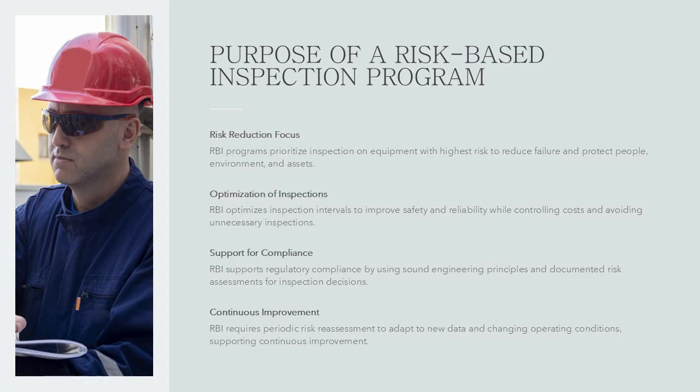The purpose of a risk-based inspection, RBI, program, as outlined in API Recommended Practice 580, is to provide a rational and defensible basis for managing inspection activities in a way that reduces risk to acceptable levels. The program aims to protect personnel, the environment, and assets by identifying and understanding the key risk drivers associated with equipment failure. A fundamental objective of RBI is to optimize inspection efforts by focusing on equipment with the highest risk, rather than applying uniform inspection intervals across all assets. This enables organizations to achieve higher levels of safety and reliability while controlling inspection and maintenance costs.